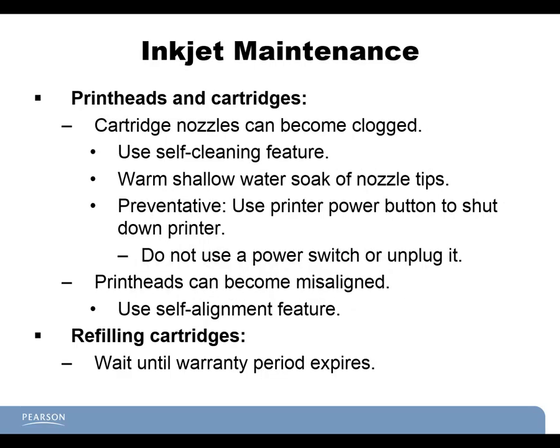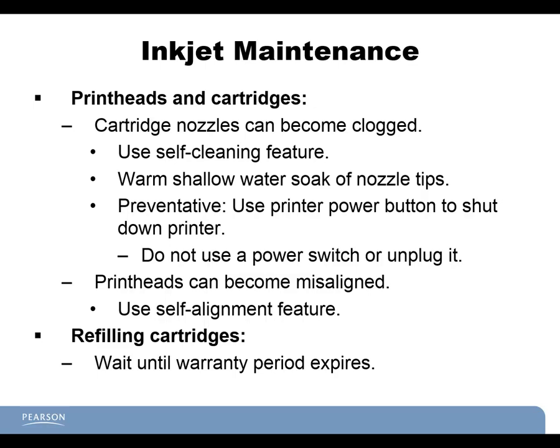So for inkjet cartridges, there are some things you can do to keep your printer in good maintenance. The cartridge nozzles become clogged. Some printers have a self-cleaning feature. You can use that. If not, take the print head off and soak it in warm, shallow water. They say use the printer power button to shut down the printer. The reason that's important is that this ink will dry over time, and you want to make sure that it moves the print head back over into a position in the corner where there's actually a little stopper that'll come up and touch the bottom of the cartridges.